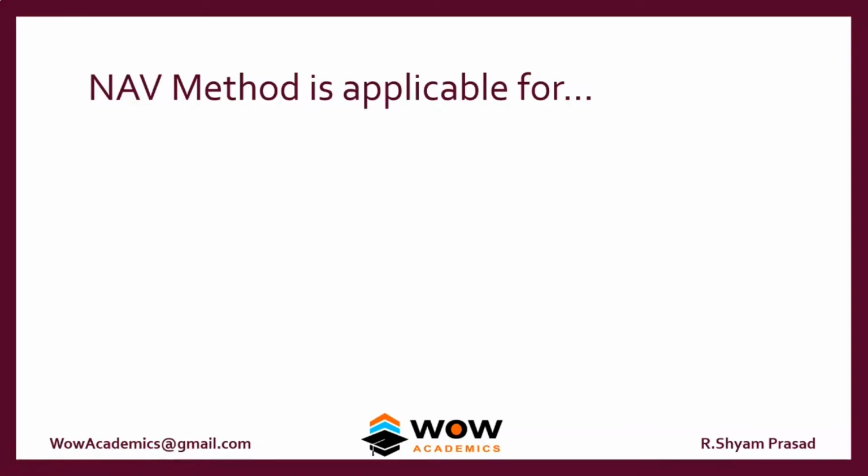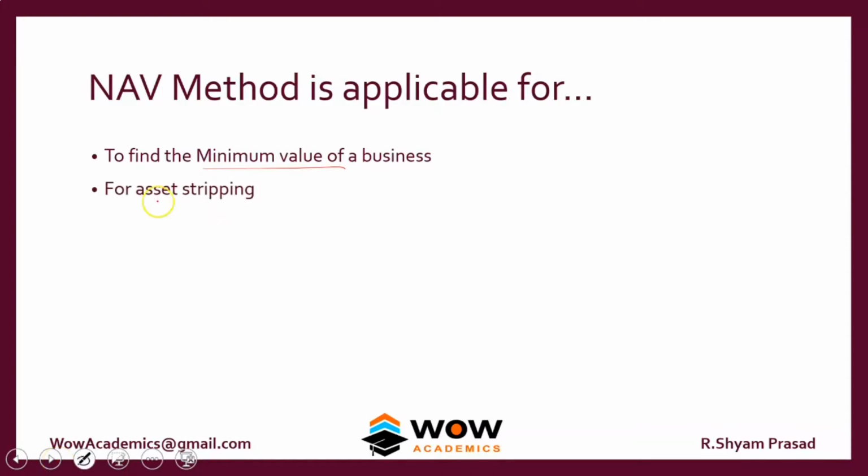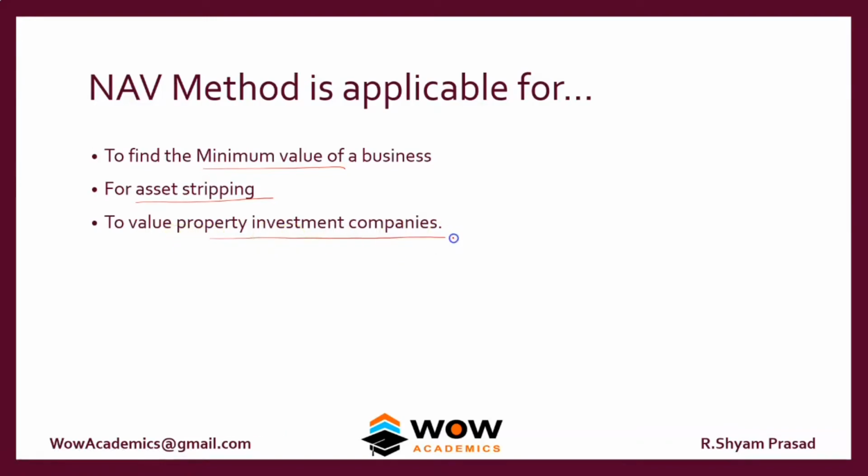So, the NAV method is very applicable to find a minimum value of a business. We've already discussed this. For asset stripping, if the assets are going to be sold on an individual basis, then this is useful. To value a property investment company, so if a company has a lot of properties, land, buildings, or mining, these companies, it's very useful. And to value asset based companies such as mining, this is a very appropriate method.